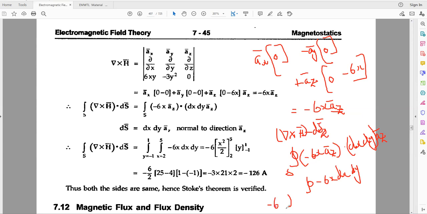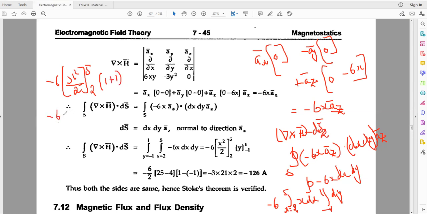Minus 6 is taken common. X value varies from 2 to 5, 2 is the lower limit, and x into dx, and the y integral is from minus 1 to 1 of dy. So minus 6 into x square by 2, with upper limit 5 and lower limit 2, and then the y integral is 1 with minus 1, minus of minus will become a plus 2.